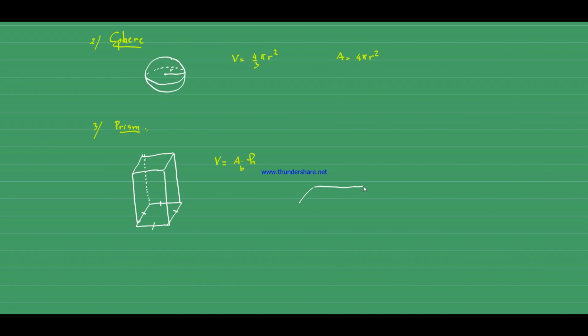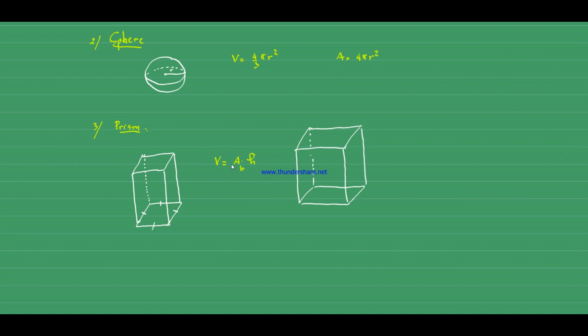So what if you have the bottom is a rectangle, and you stretch the rectangle here. You can have something like that. You see that all six faces here are rectangles. This is also a prism, and we can apply this formula also.